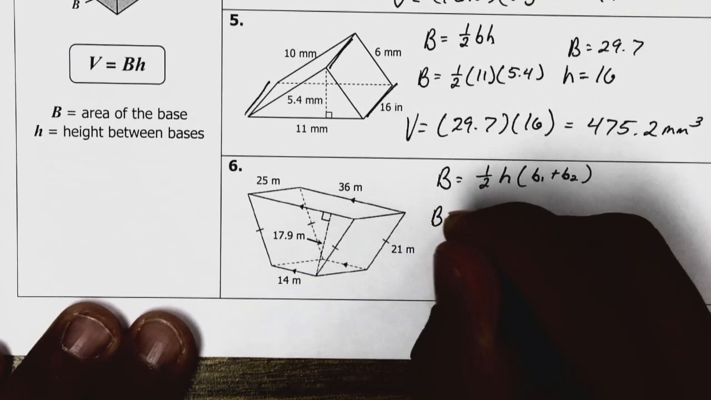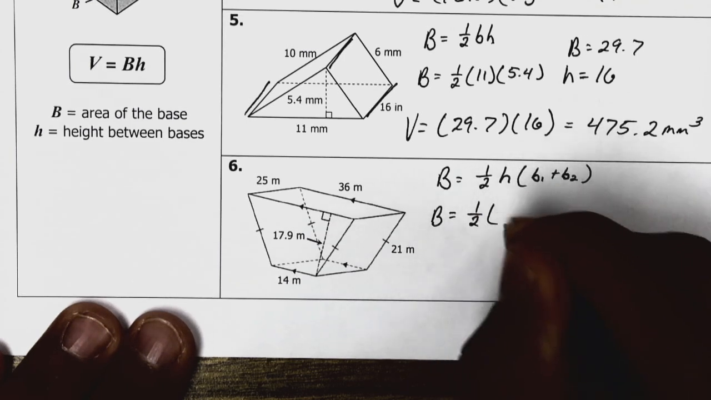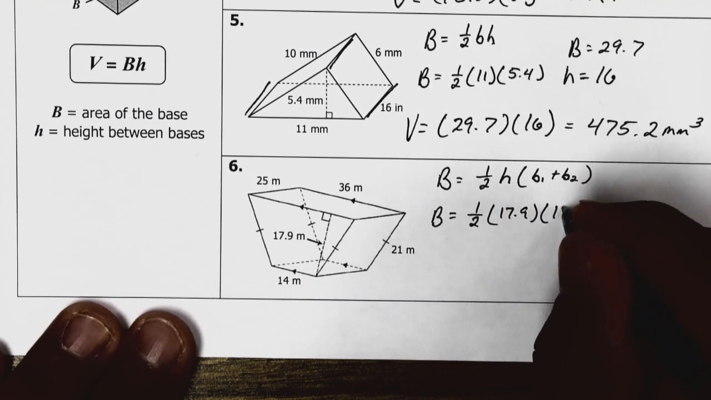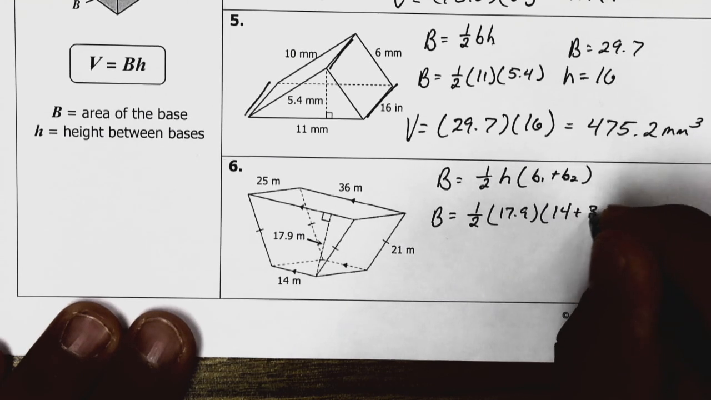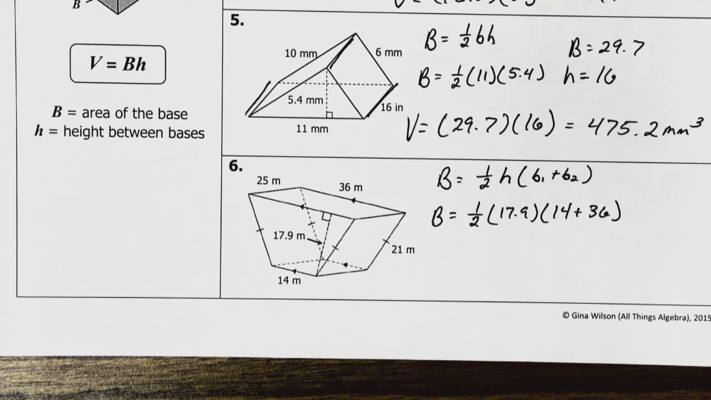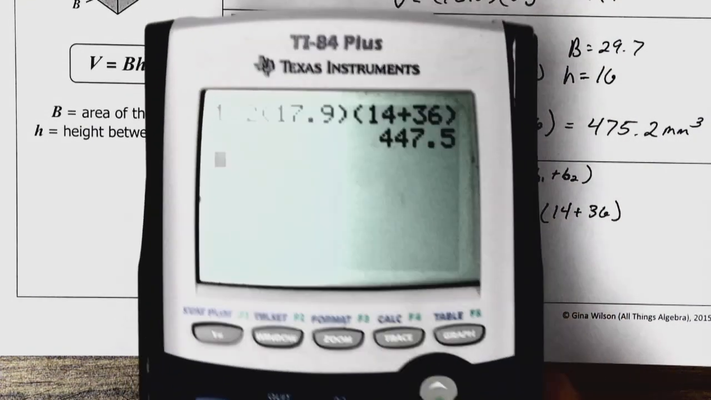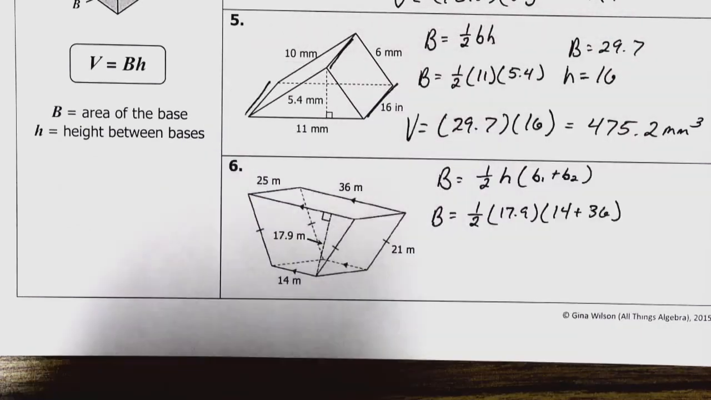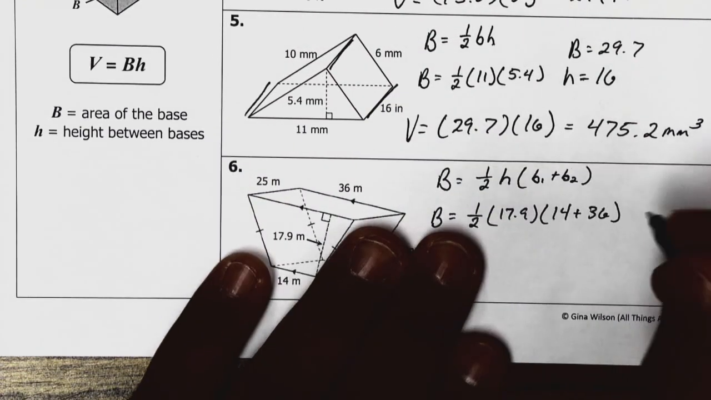So base equals 1/2 times the height, which is that 17.9, times base 1, which is 14, plus base 2, which is 36. All right, so that gives me 447.5. So that's big B.